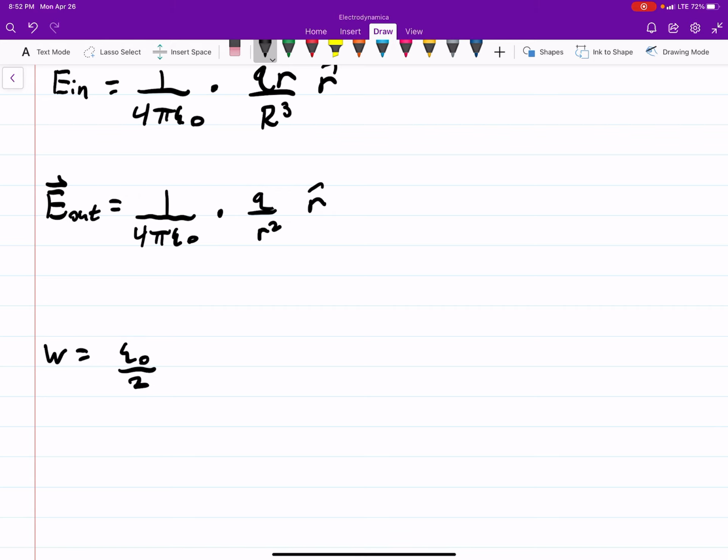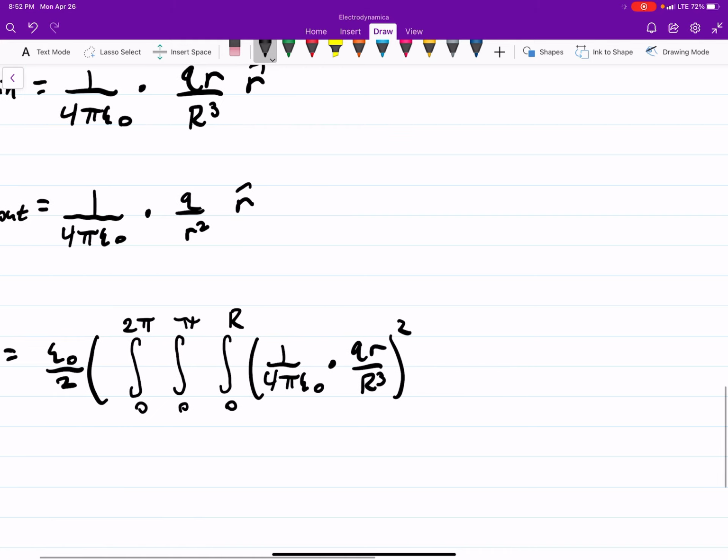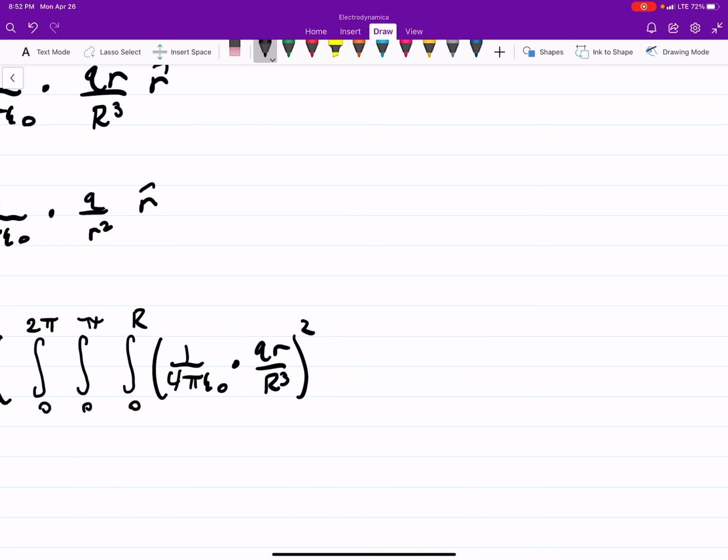We have epsilon naught over 2, again a triple integral from 0 to 2 pi, 0 to pi, 0 to R. Because we're integrating from 0 to R, this is your inside. So we take our E field on the inside and we square it. I'm just not going to worry about the direction because, again, it's just the magnitude. And then we have the volume element, r squared sine theta dr d theta d phi.